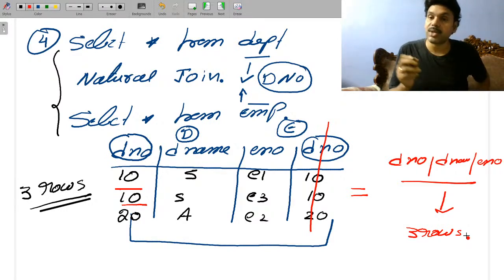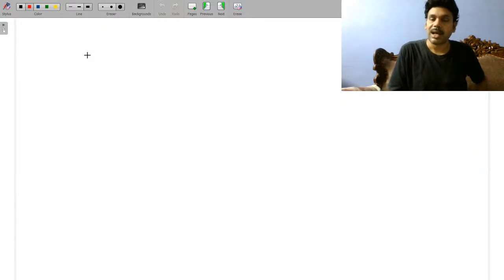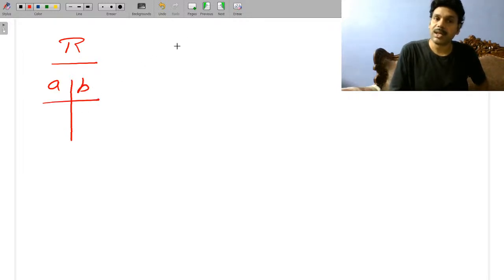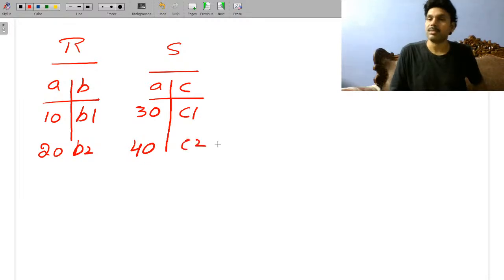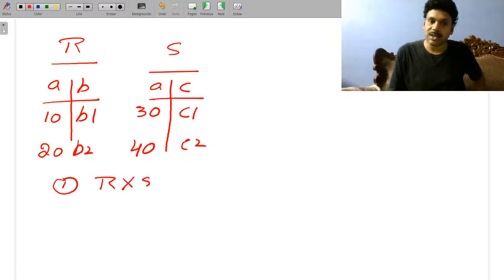So natural join also has a minimum and maximum. Why? I will show you. Now you observe carefully. I'm changing the database now. There is an R which consists of AB. There is an S which consists of AC. Now I have 10 B1 here, 20 B2 here, 30 C1 here, 40 C2 here. My first question is, what is your R cross S? How many rows? All of you, what is R cross S?